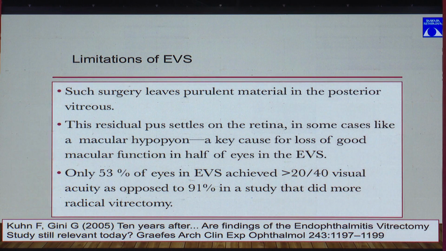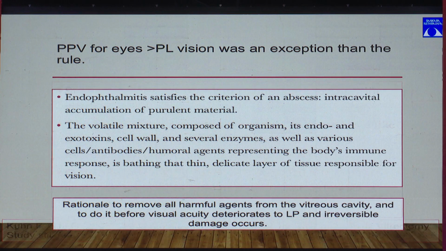But such kind of a surgery can leave behind a lot of purulent material in the posterior vitreous, and the eyeball is almost like an abscess, and the presence of this purulent material can cause even a posterior hypopyon, as we call it, on the macula. So that's why I said it's like an abscess, and whenever you think of an abscess, the first thing that you want to do is drain the abscess.